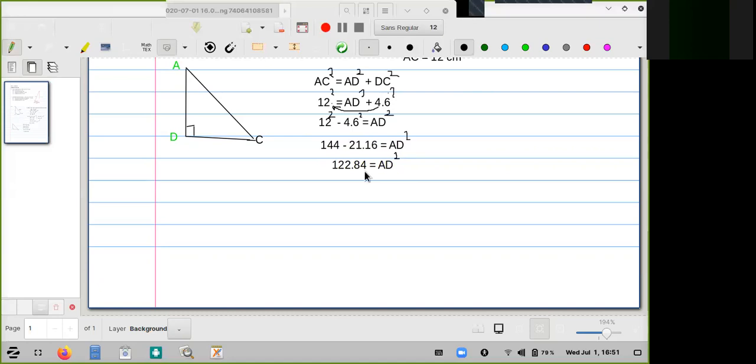Now, I'm going to use the squared sign. For the sake of explanation, let me copy what I have there. Then I am going to put the squared sign, but I'm now going to start with AD, right? Which means AD squared is equals to 122.84, right?